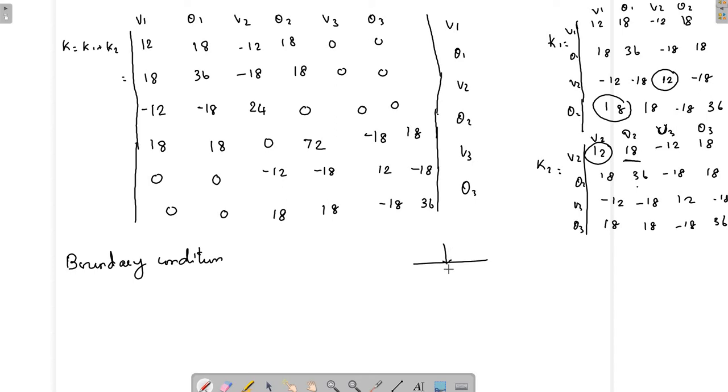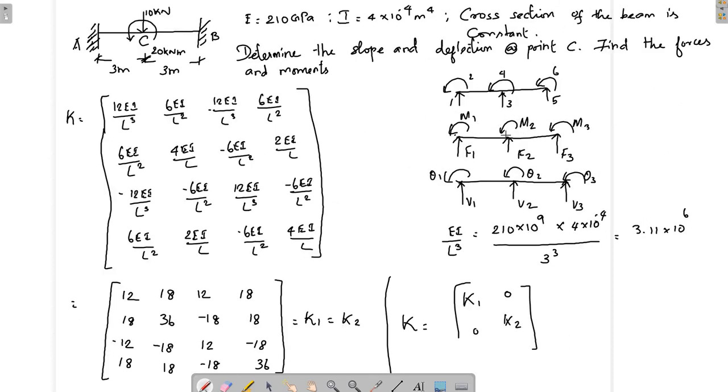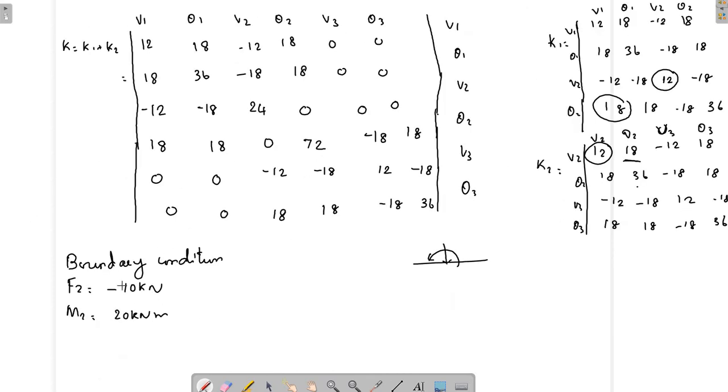So here at the midpoint there is one load and one moment. So we can take F2 is minus 10 kilonewton and M2 is 20 kilonewton meter. We are assuming the moment direction as anti-clockwise. The given moment is also anti-clockwise, so we are taking plus. But we are assuming the force value in upward direction, but applied force value is downward direction. So we give F2 is minus 10 kilonewton.